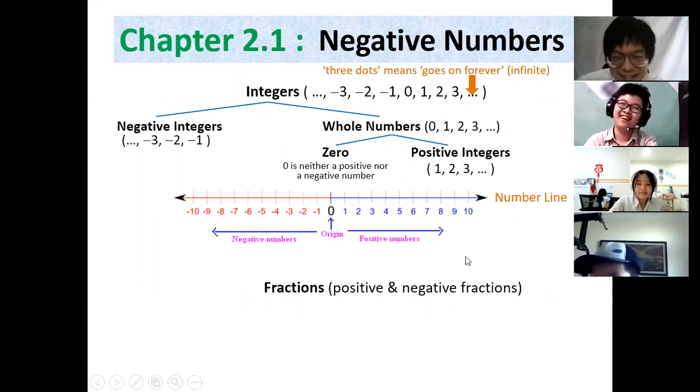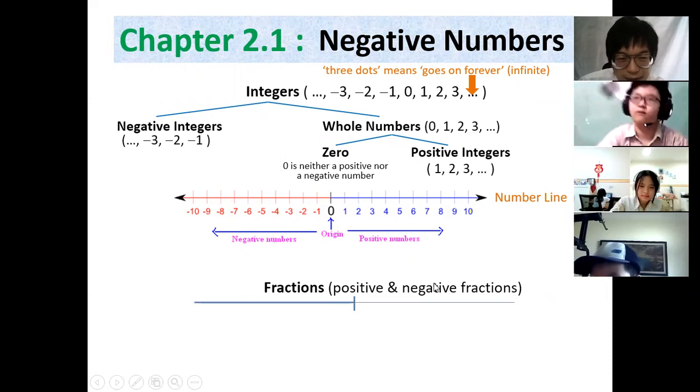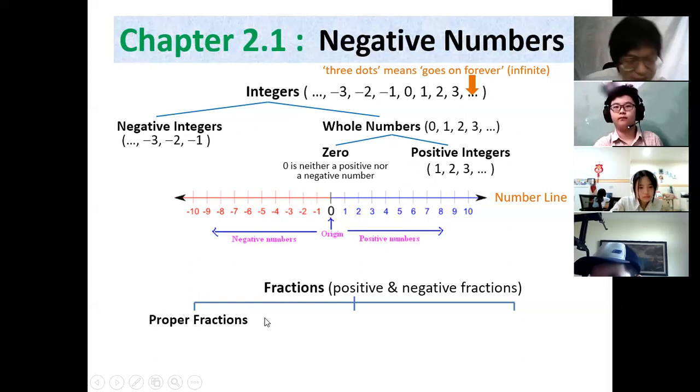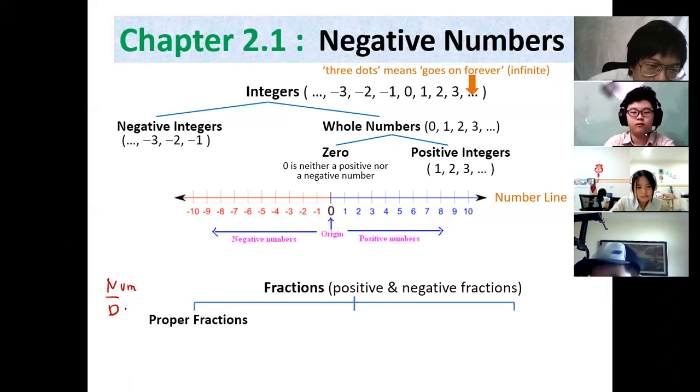Okay, let's continue, next. So fractions. We also learn positive and negative fractions, but we know that we have a proper fraction. A proper fraction means we have N over D, numerator over denominator.